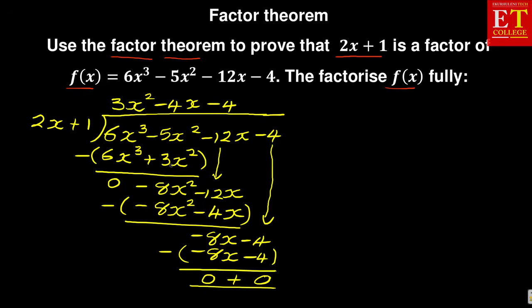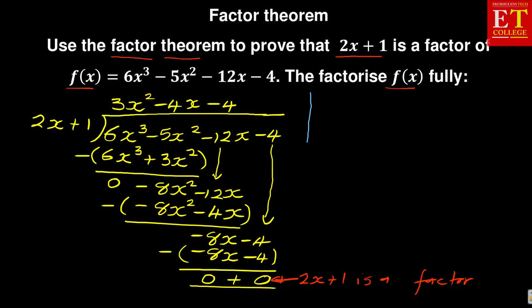Now since we got a 0 in here, the 0 part is a sign that 2x plus 1 is a factor. That's what it's saying. Remember, the question says use the factor theorem to prove that 2x plus 1 is a factor. So the fact that there is no remainder means 2x plus 1 is a factor. But as mentioned, there is a quicker way of doing it.